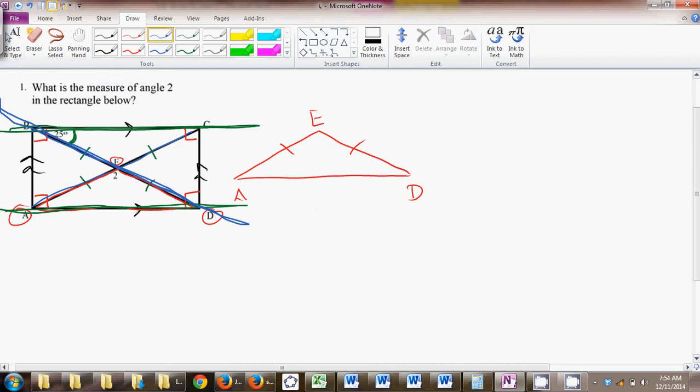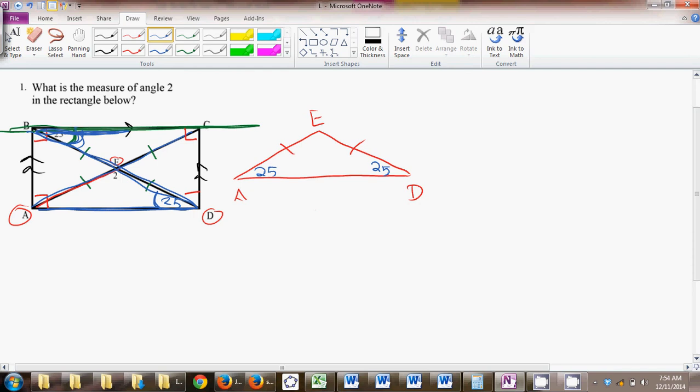The diagonals are transversals. So those green parallel lines, we have a Z here, right? There's our alternate interior angles. So here's the Z. Okay. So this 25-degree angle comes down here, 25 degrees. In our triangle, angle D is 25 degrees. And because this is an isosceles triangle, angle A must also be 25 degrees.